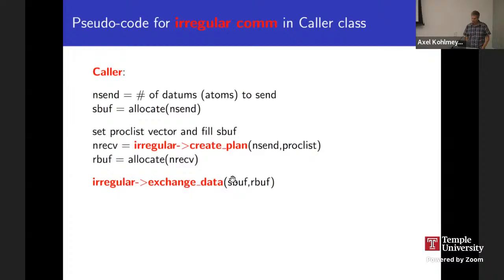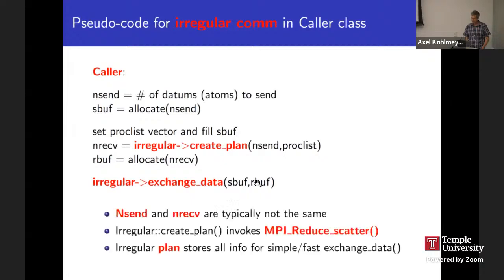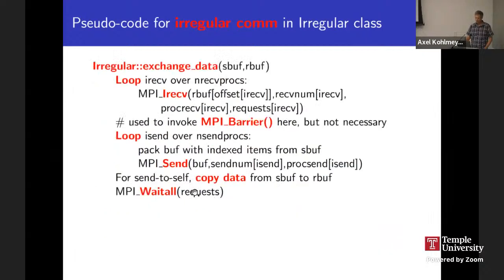And then I exchange the data by sending in what I want to send and getting back what I want to receive. So n_send and n_receive, the number of datums sent and received, are typically not the same in this case. Create plan invokes that reduce scatter operation and stores all the info that's needed to do this exchange of data. So now, on the next slide, I'm going to show you in the irregular class how this exchange works. It receives these two buffers of information, or receives one buffer and sends back.